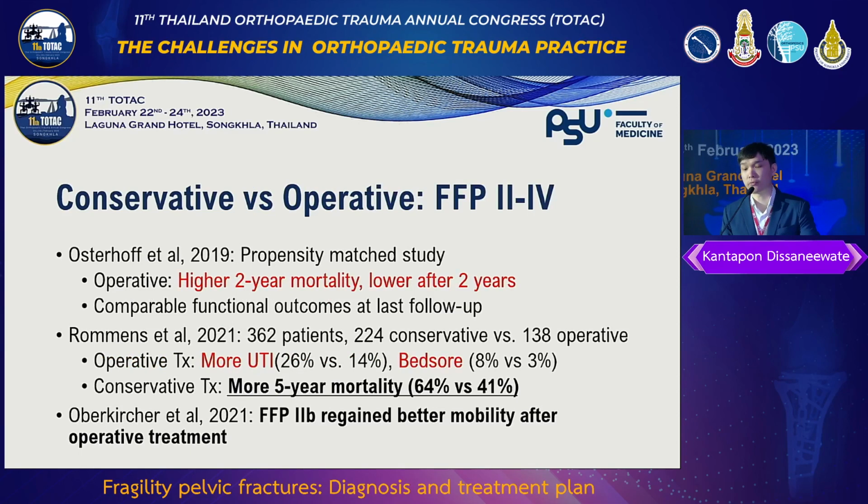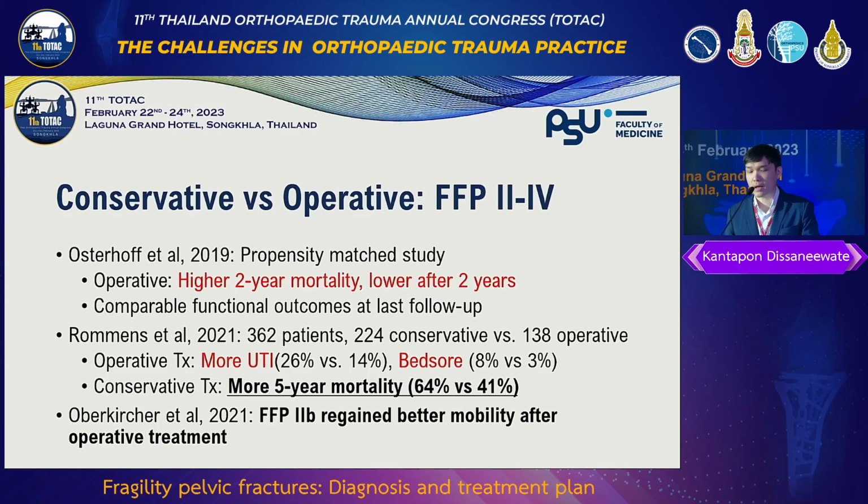To compare the conservative treatment of FFP type 2 to type 4 with operative treatment, we found in a propensity-matched study that the operative group had higher 2-year mortality, but after 2 years, patients who were operated on had lower mortality, and comparable functional outcome at the last follow-up.